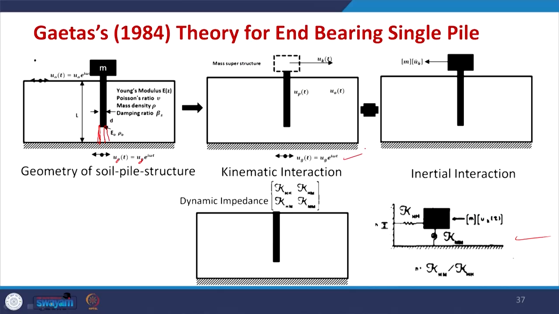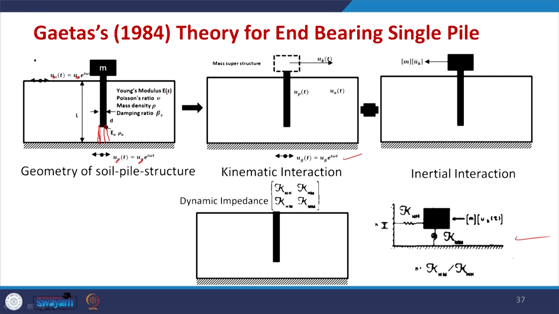So, you apply this motion and you get U naught here. And once you have U naught, what is done here? The total mass of the superstructure is considered on the top of the pile, denoted as M in this figure. Young's modulus of the pile is E_p, Poisson's ratio of the soil is nu, mass density of the pile is rho, and damping ratio of the soil is beta_s.